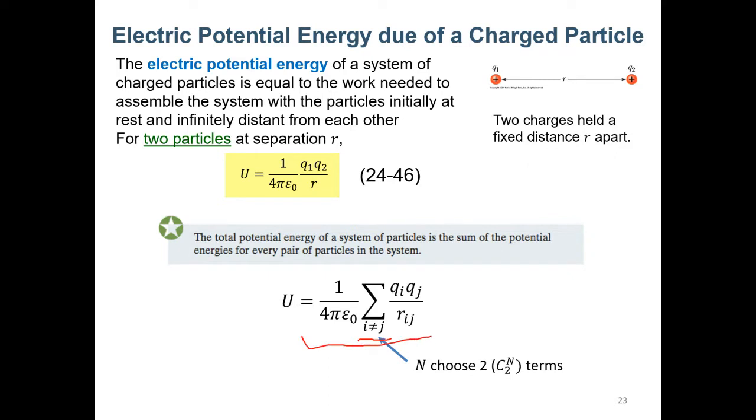So for 3, we have 3, because it is 3 times 2 over 2. So there are only 3. And if there are 4 particles, there will be 4 times 3 over 2, which is 6. So you have 3, 2, 1, something like this.